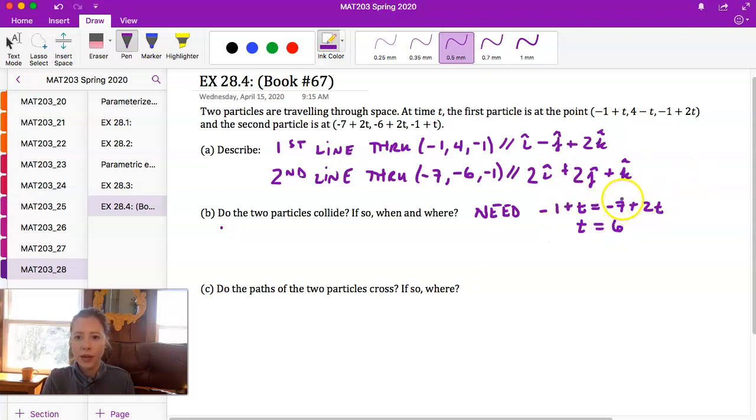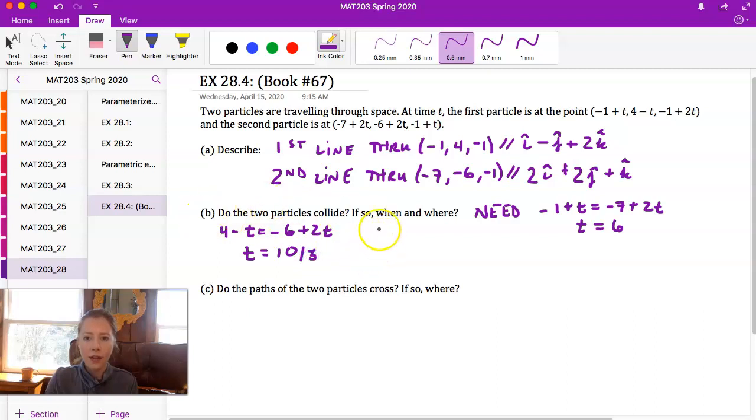Because here we have 2t minus t, so t is equal to 6. Okay. -1 plus 7, and that's our x component, but then we need the y's to match. So for the y's to match, we would need 4 minus t is equal to -6 plus 2t. And so this will give us t is equal to 10/3.